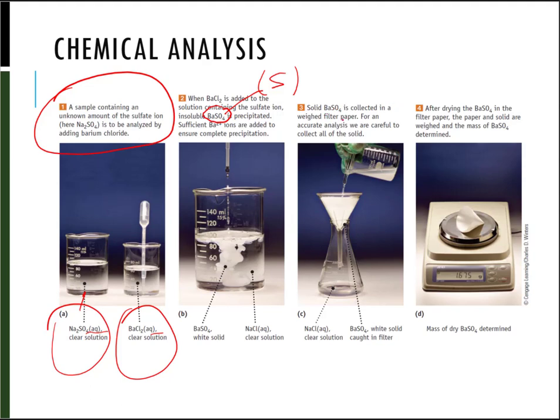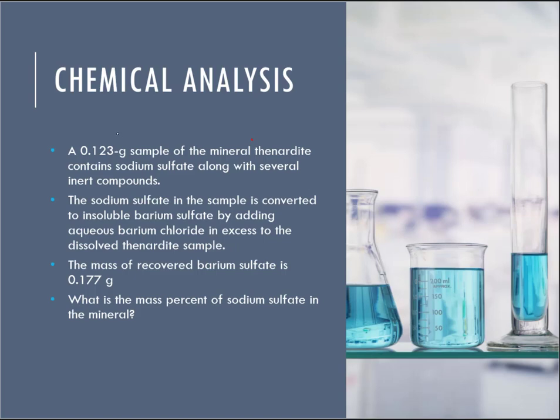Now this solid is collected in filter paper, so we're able to pour out this solution into here, and the aqueous solution goes through and the precipitate will get left behind in the filter paper. So then we can dry that barium sulfate. We knew the mass of the filter paper before we started. It's not damp at all. We can weigh that solid barium sulfate and determine that mass. Here's a situation where I'm told that I have a sample of a mineral that contains sodium sulfate. That sodium sulfate is converted into barium sulfate. Okay? The mass of the recovered barium sulfate we are given. What is the mass percent of sodium sulfate in the mineral?